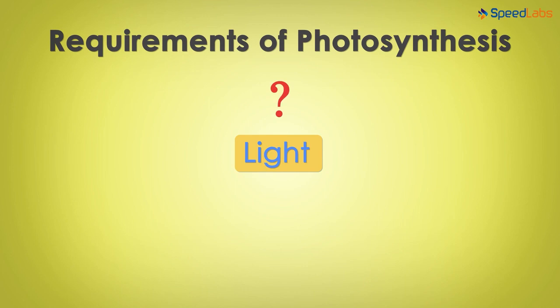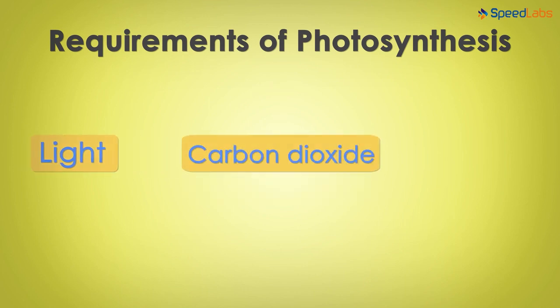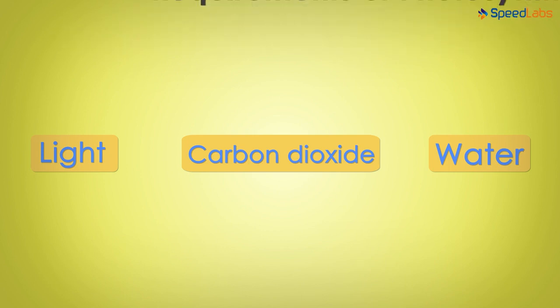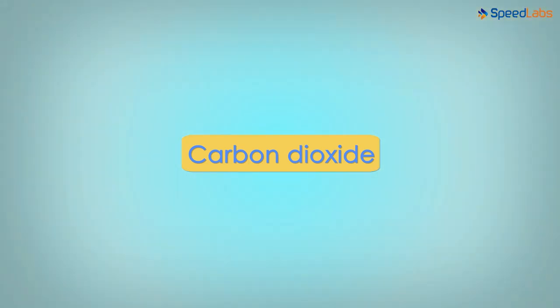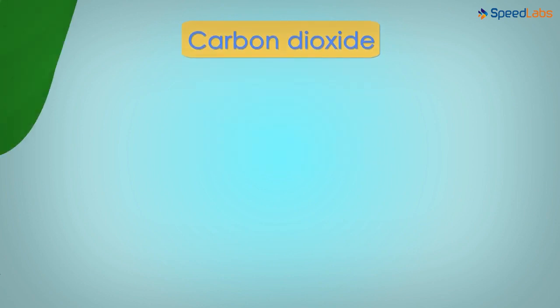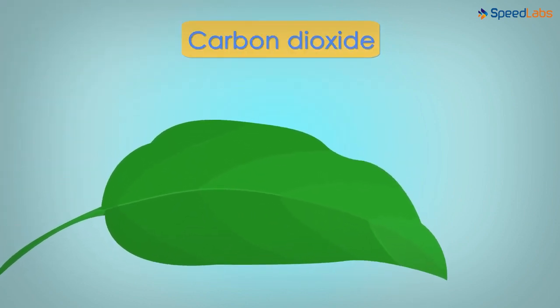What about the other requirements? There are two more on the list, that is, carbon dioxide and water. Green plants need to assemble all these basic raw materials to carry out the process. Let's talk about carbon dioxide first. Can you tell me the pathway for entry of this gas inside the plant body?